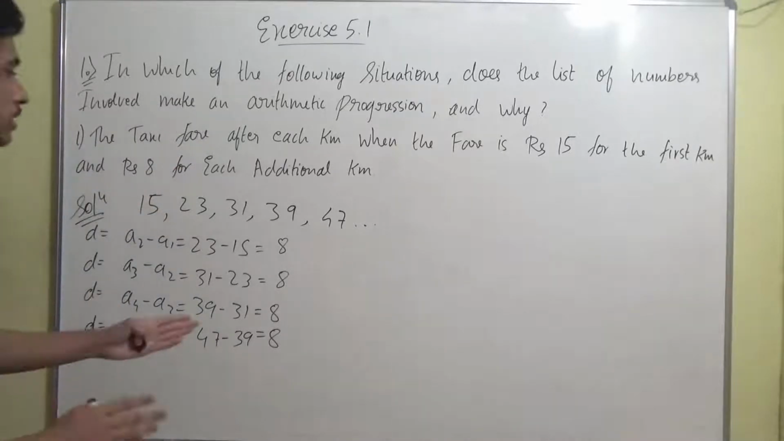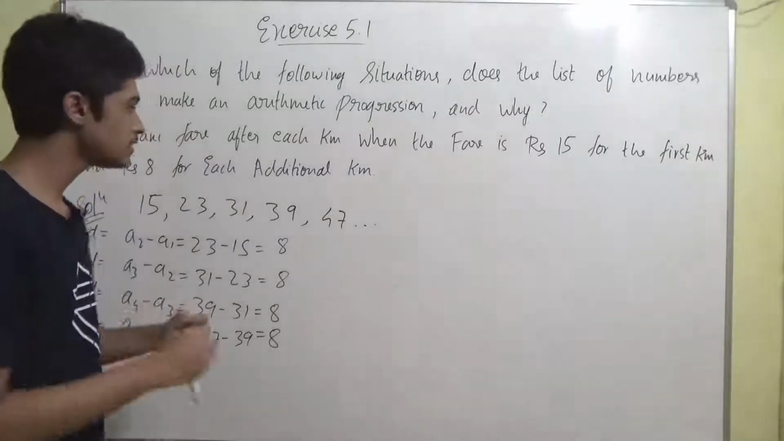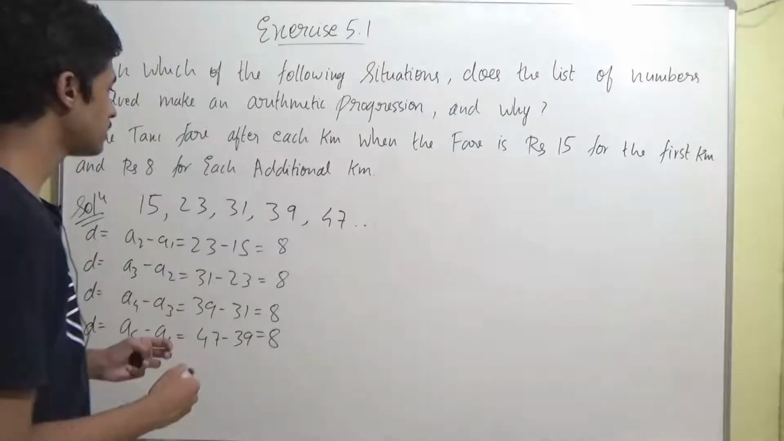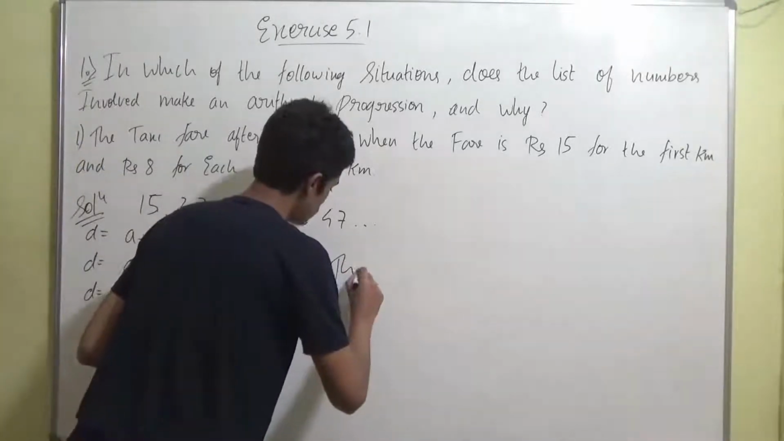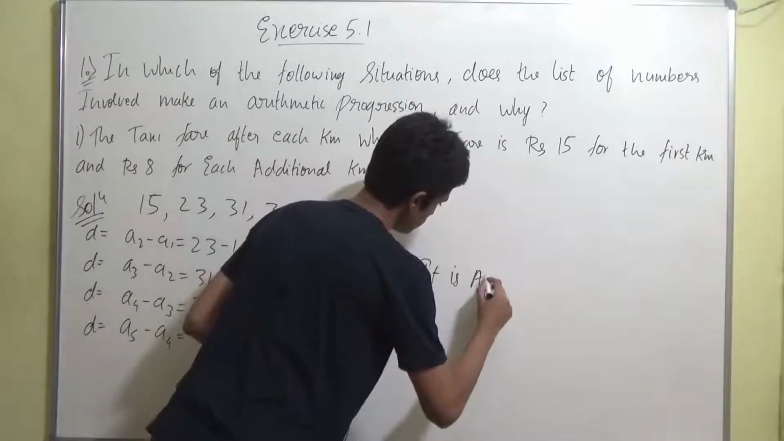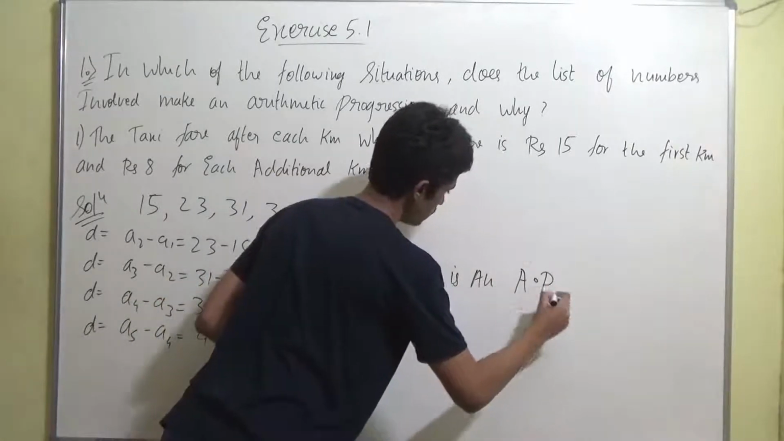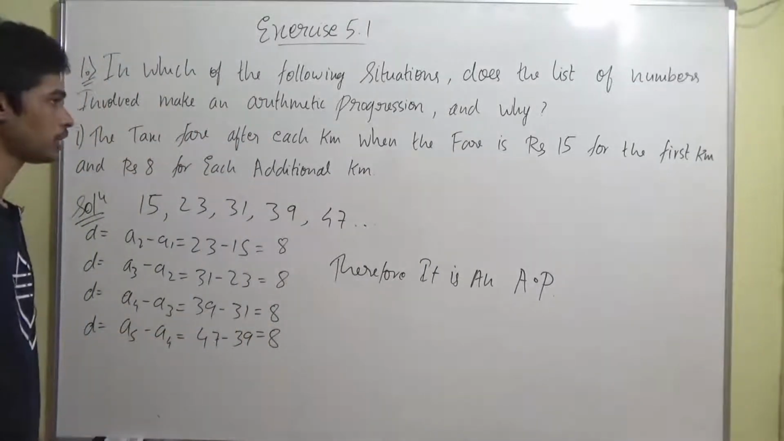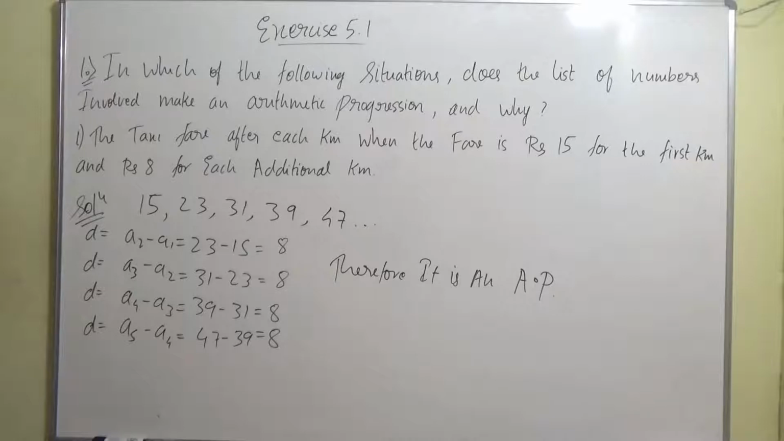Done, guys. If you see, you will conclude by saying that since the common difference between all the terms is equal to 8, therefore it is an AP, that is, an arithmetic progression. That's it, guys. Now you can take a screenshot if you want. After this, let's go to the next sub question.